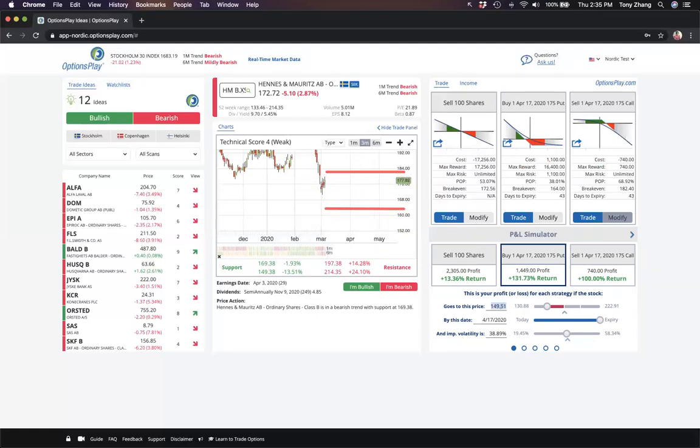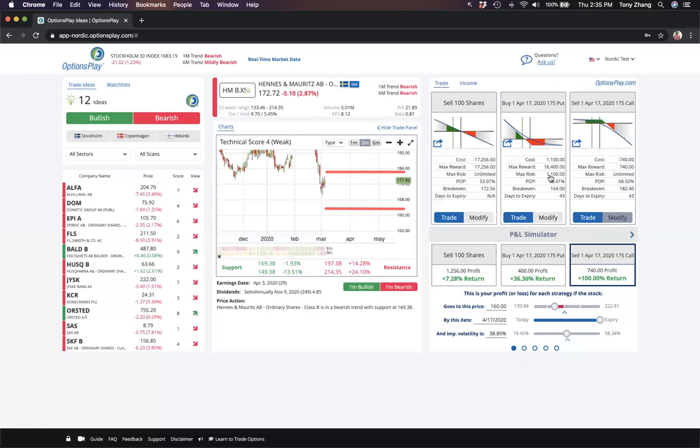Let's say it declines to 160. Here, as you can see, if it declines to 160, I'm looking at a $400 profit on the put option. Here on the call option, I make a 740 crown profit. Now, when I sell a naked call, I have unlimited risk. When I buy a put, my risk is limited to just 1,100 crowns per contract. So that is a significant difference to also consider.